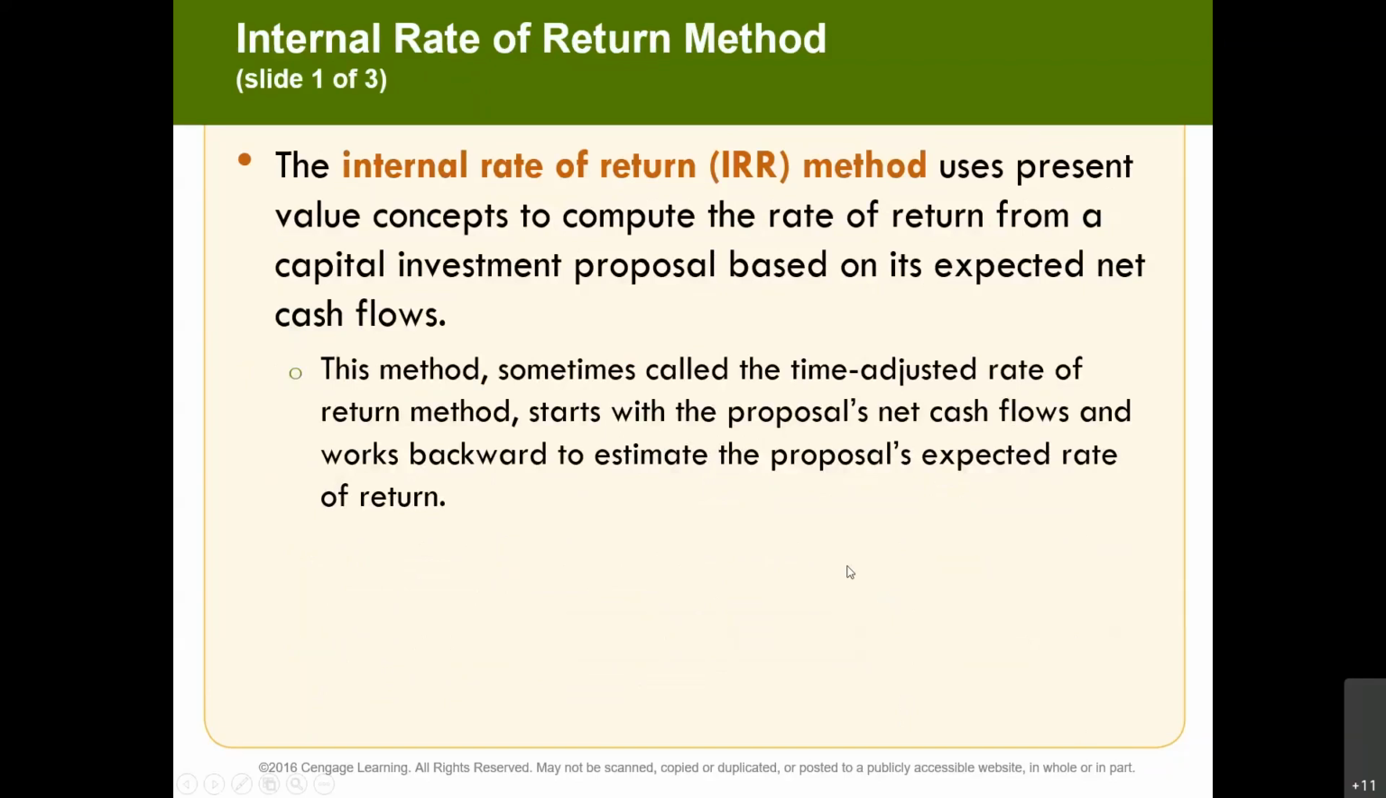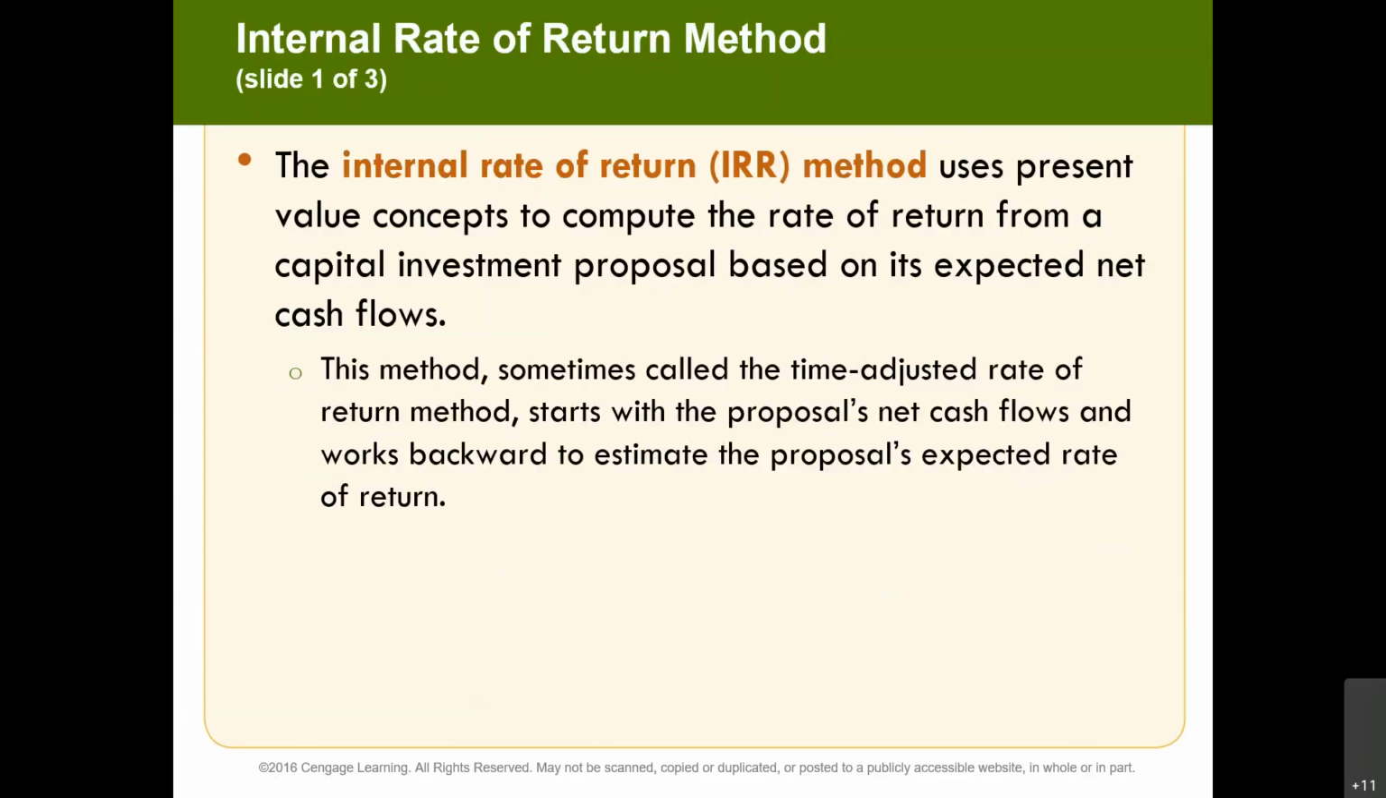So let's also discuss the internal rate of return. We did touch on this previously, but I really want to emphasize the concept of the internal rate of return. This uses the present value concepts to compute the rate of return of a capital investment proposal based on the expected net cash flows.